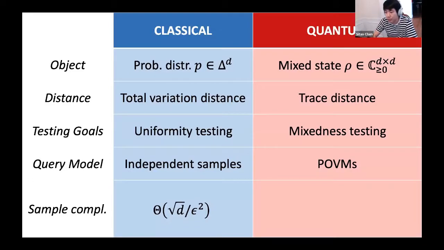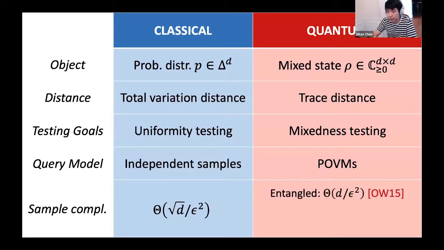Returning to this table from earlier, we can now pin down roughly what the sample complexity for mixedness testing is under these three different kinds of testing algorithms. When you have full access to the power of entangled measurements, it was shown by O'Donnell and Wright a few years back that d over epsilon squared copies suffice and are necessary.